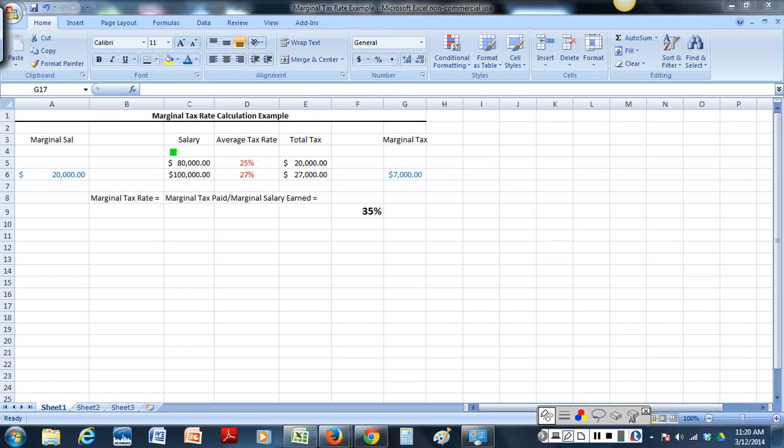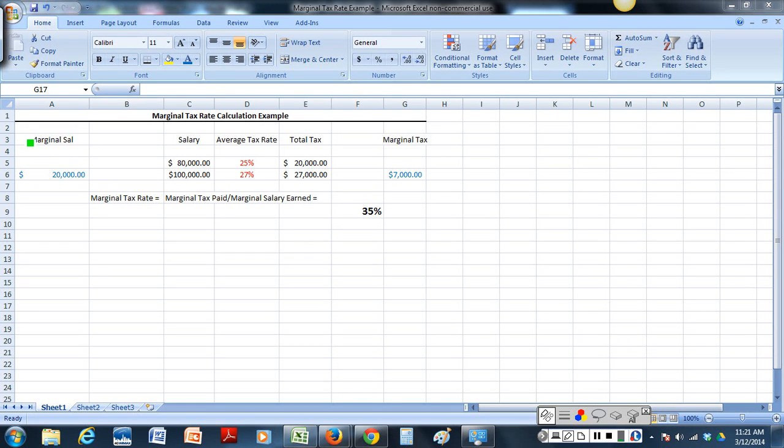Marginal tax rate calculation is very similar to the marginal cost principle we talked about in cost of production. You take an average total cost and you calculate two different total costs and you see the difference between the two. That's what gives you the marginal cost of producing the extra unit. It's the same concept in marginal tax rate calculation.